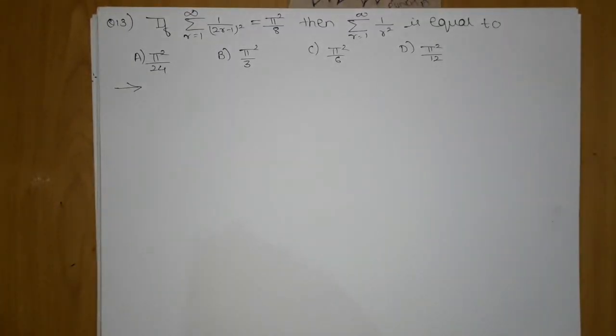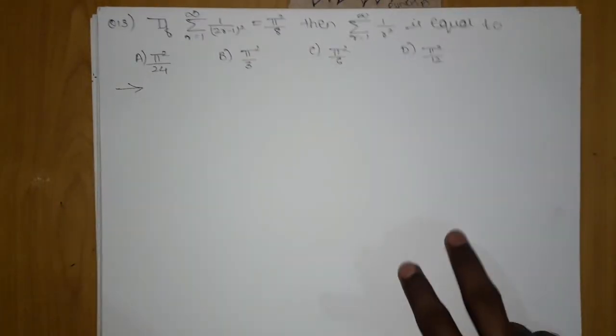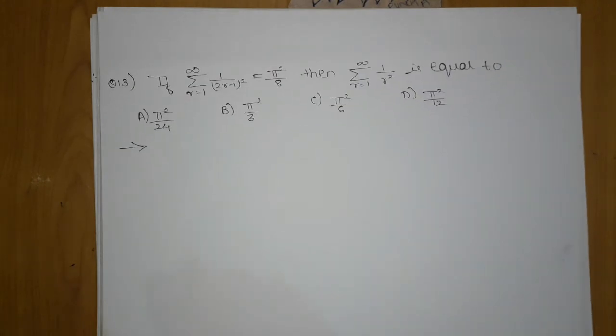is question number 13. Okay, it says if summation r is equal to 1 to infinity of 1 upon (2r minus 1) the whole square is equal to pi square by 8, then summation r is equal to 1 to infinity of 1 by r square is equal to: a, pi square by 24; b, pi square by 3; c, pi square by 6; d, pi square by 12.